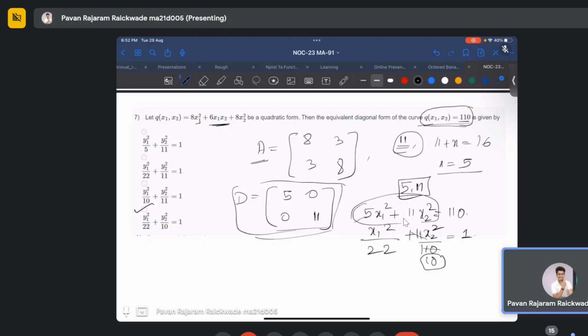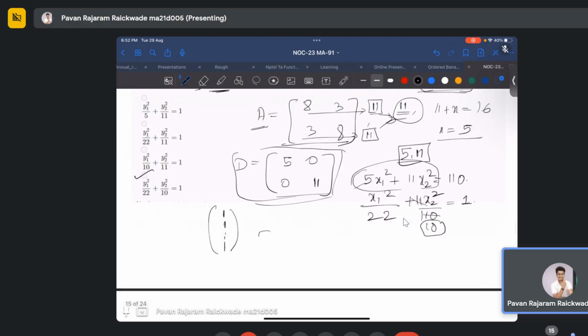Okay. For any matrix A, if the sum of all the rows is the same, then that will be an eigenvalue. The sum of the first row is 11. The sum of the second row is also 11. So 11 will be an eigenvalue, and the corresponding eigenvector will be all ones.